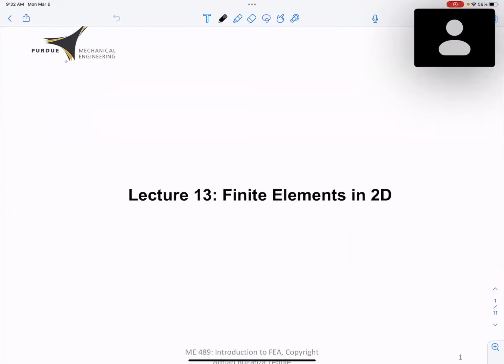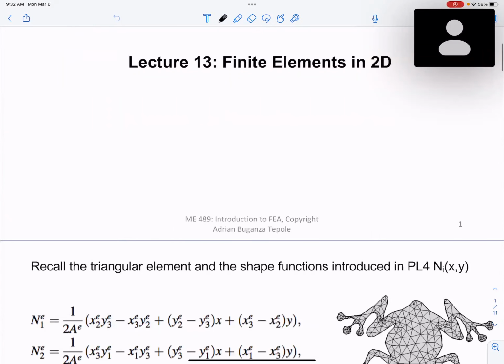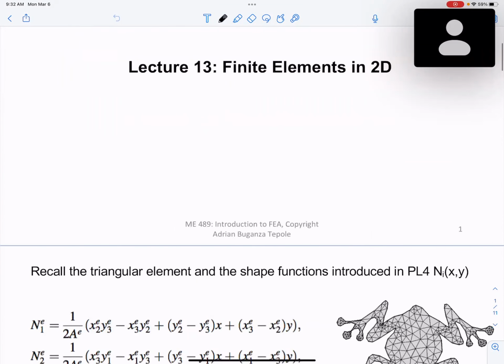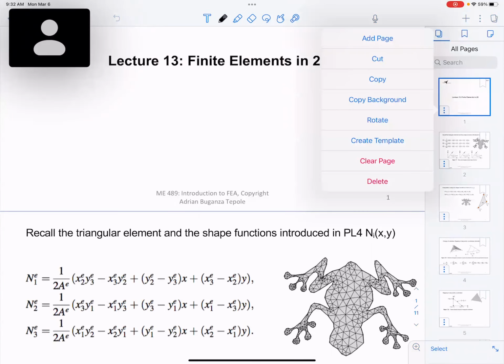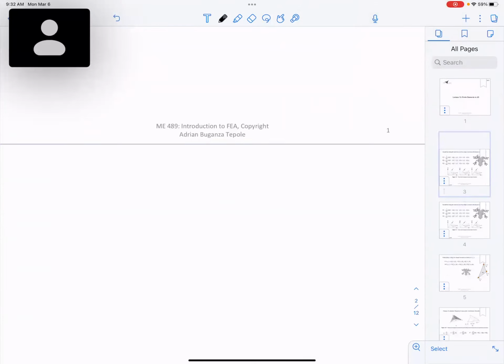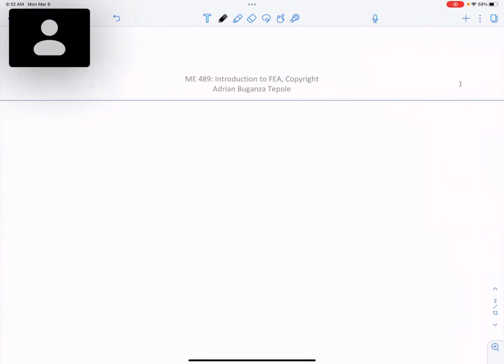We're going to move to finite elements in 2D. I mentioned this a little bit on Friday, but didn't really have too much time to get into the details, so we'll do a lot more of the details today for finite elements in 2D. Let me add a little bit of a recap of what I showed.